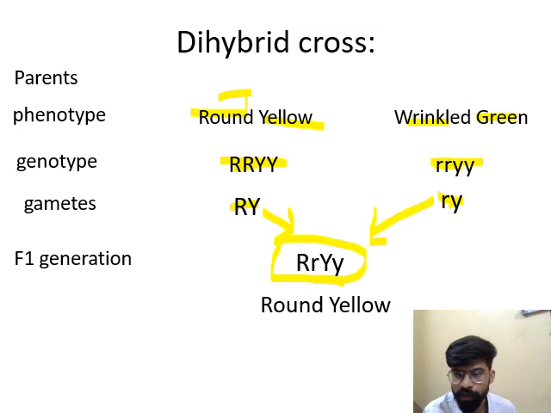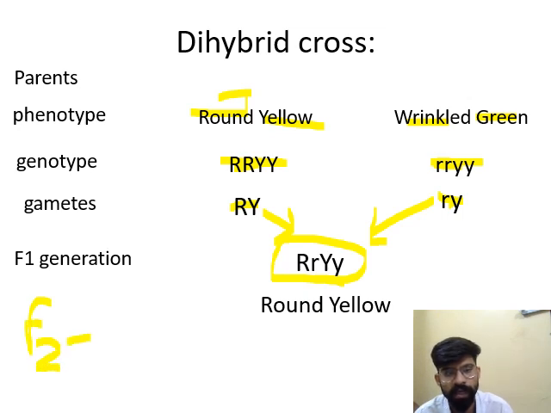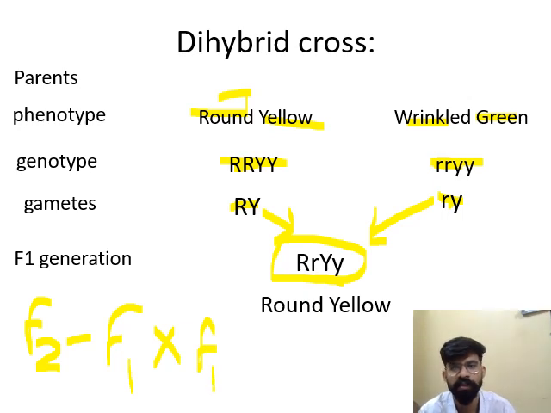As we know, a capital letter dominates over a small one. So capital R will express as round, and capital Y will express as yellow. This is the first generation result: all individuals will be round yellow. But we have to solve till the second generation. The second generation is produced by crossing F1 and F1.